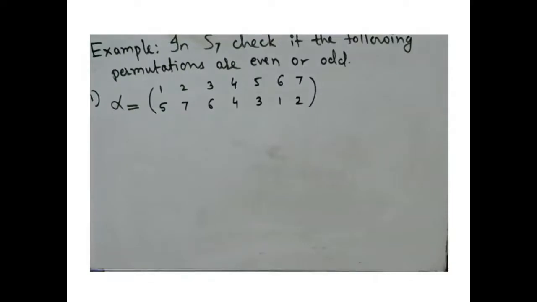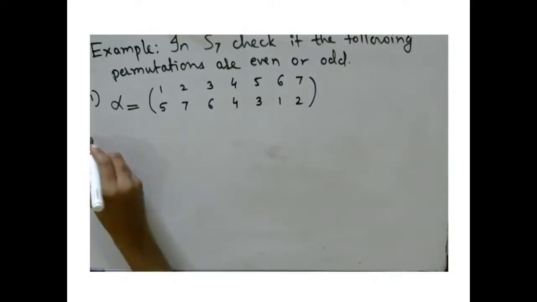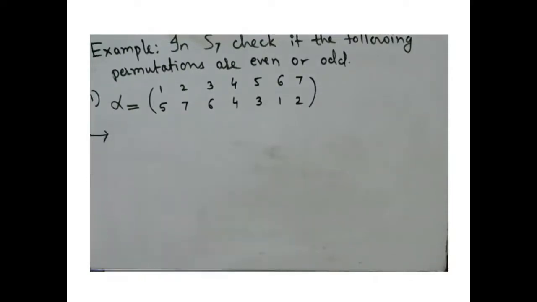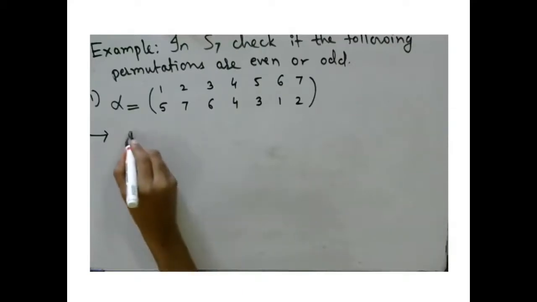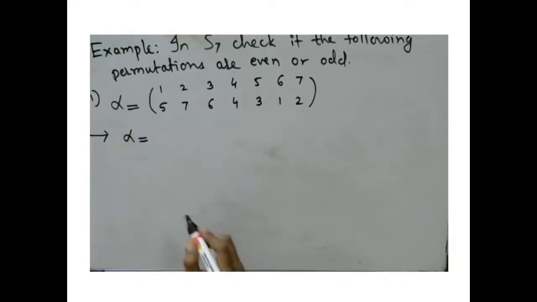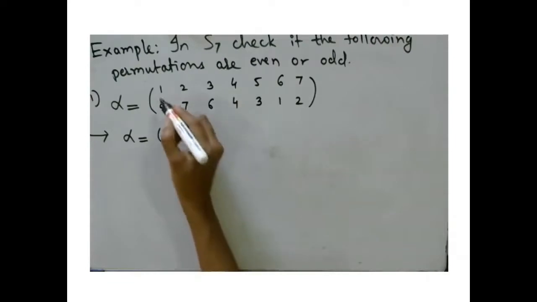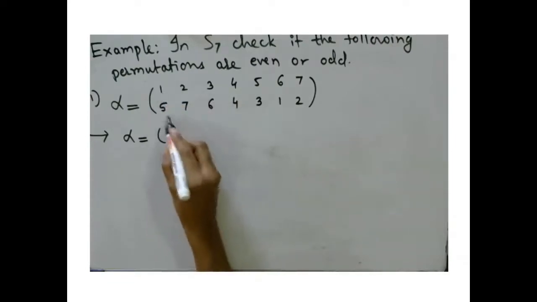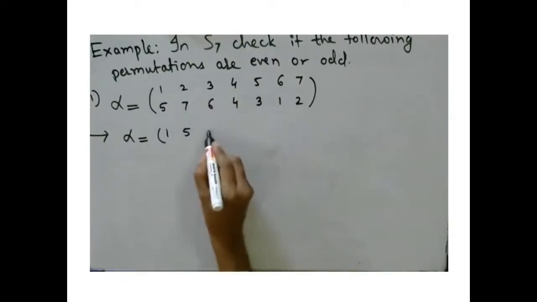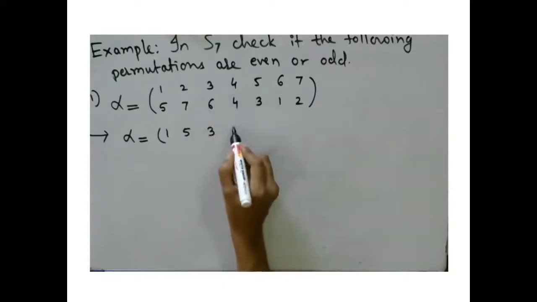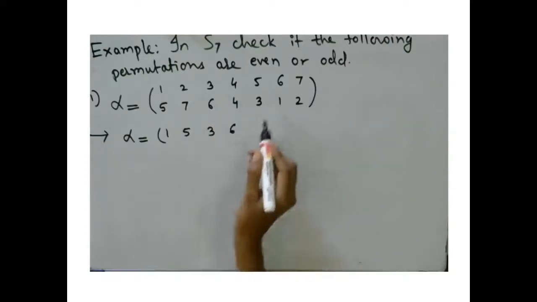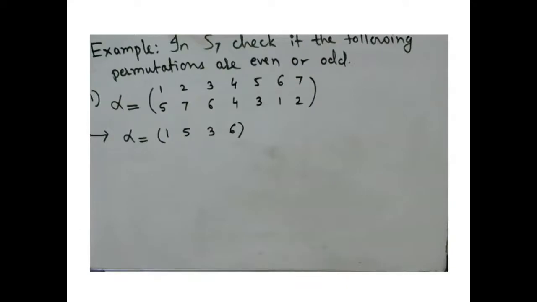So we have to find whether this permutation is even or odd. So you have to count the number of transpositions in this permutation. So first write this permutation as product of disjoint cycles. So let us start with 1. 1 goes to 5, 5 goes to 3, 3 is going to 6, 6 is again going back to 1. So we'll close the cycle here.